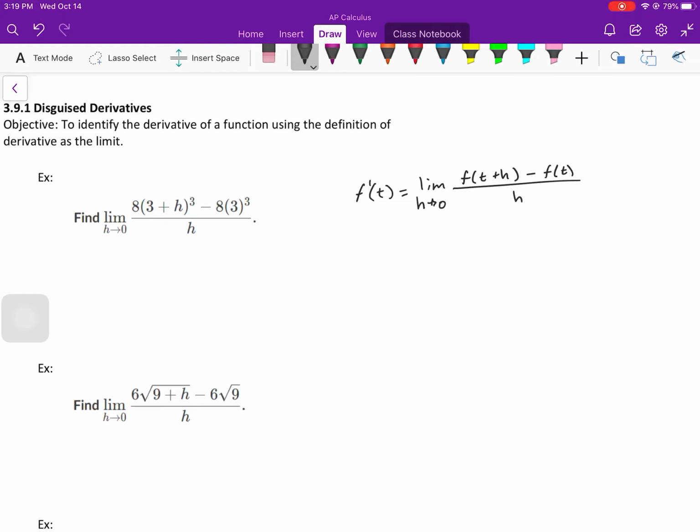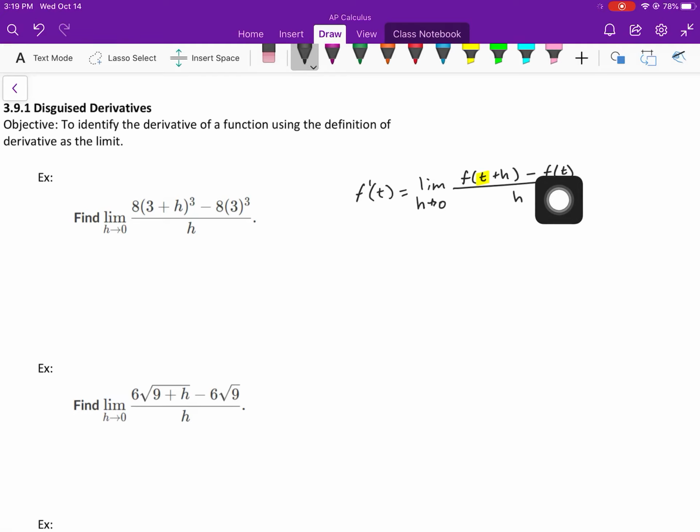So what do you think t would be? If you look at this, just kind of guess t plus h, right? 3 plus h. You can see that as the inner function, right? So what do you think t is going to be? t is probably 3. So we're taking the derivative at 3.